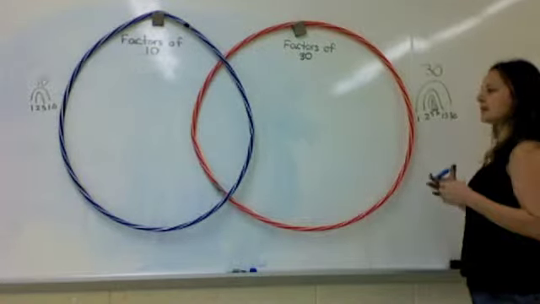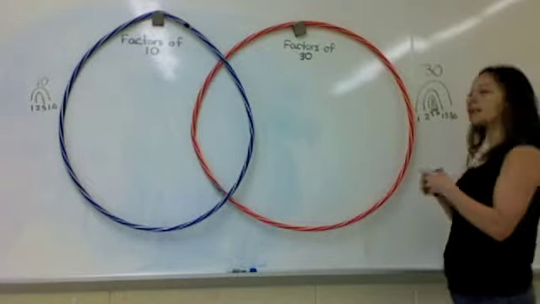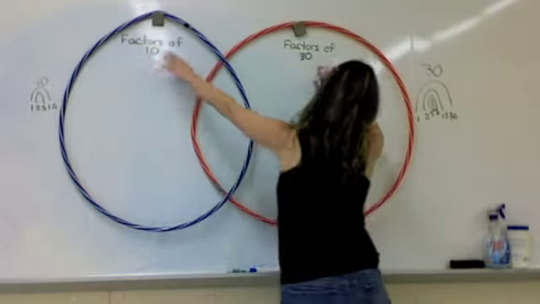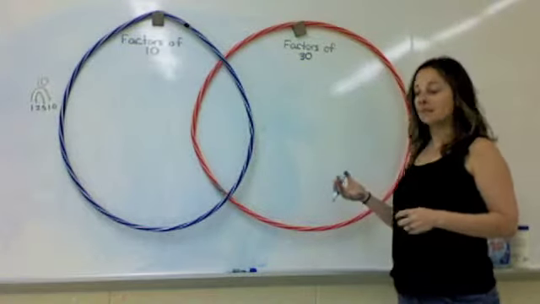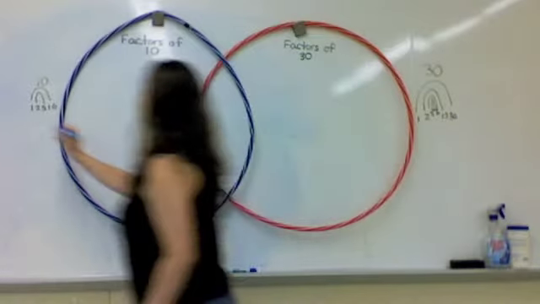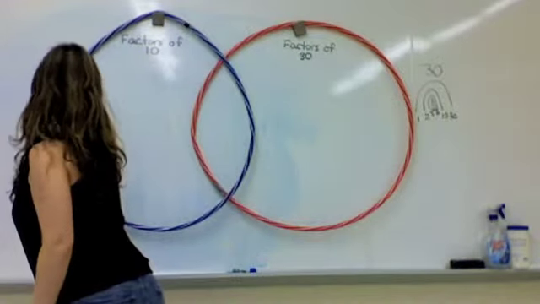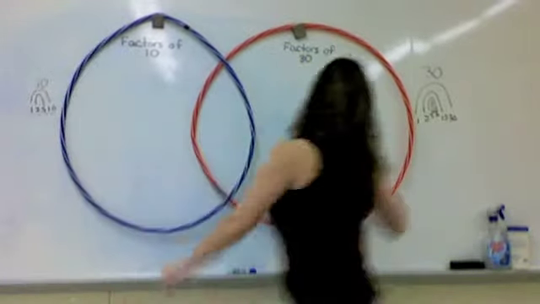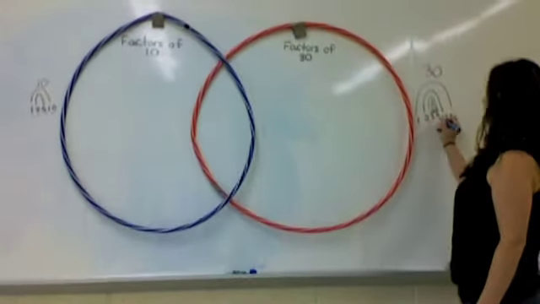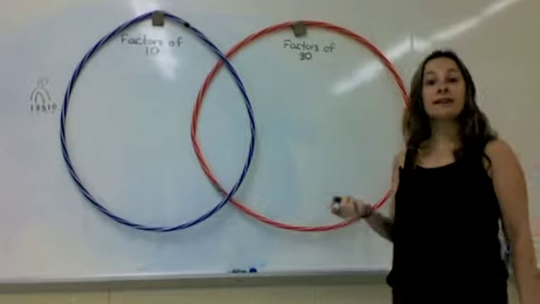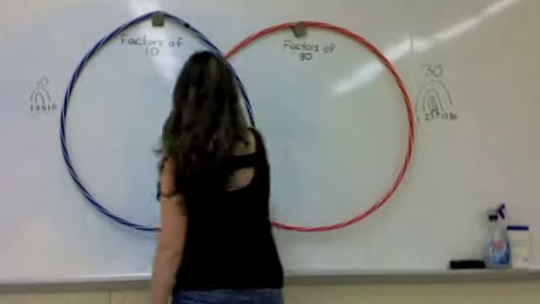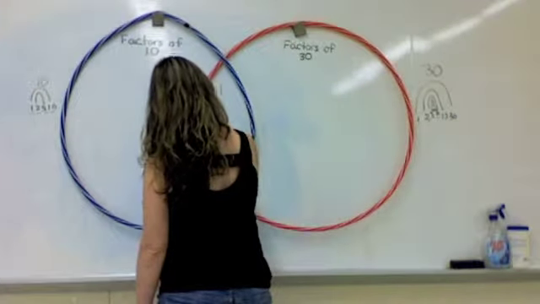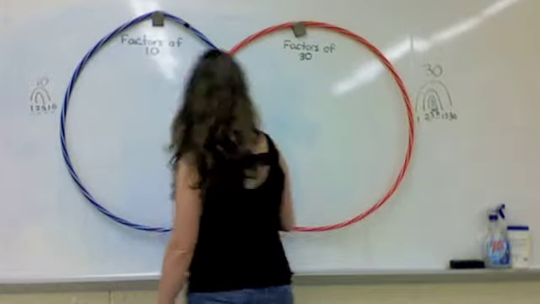So the first thing that I'm going to do is find factors that are in common to both 10 and 30. So that's going to mean factors that I see in both rainbows. I see 1, 2, 5, and 10. 1, 2, 5, and 10 in both lists. So in this case, 1, 2, 5, and 10 belong in the middle.